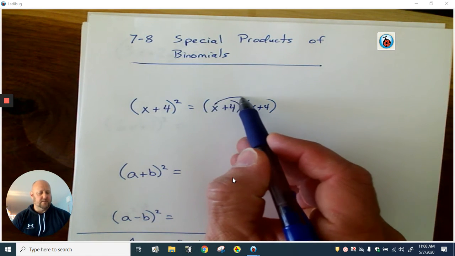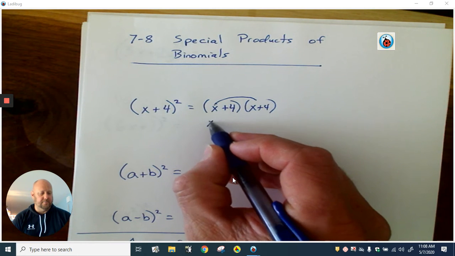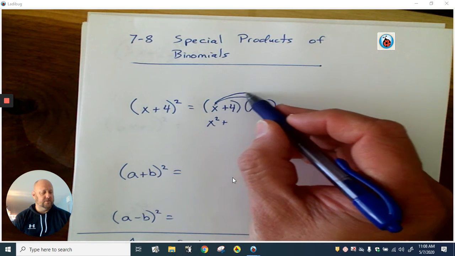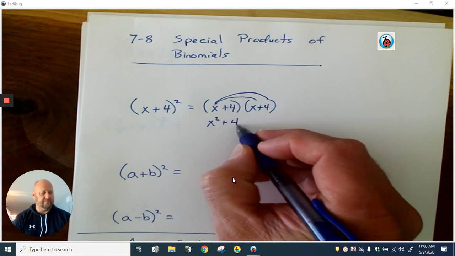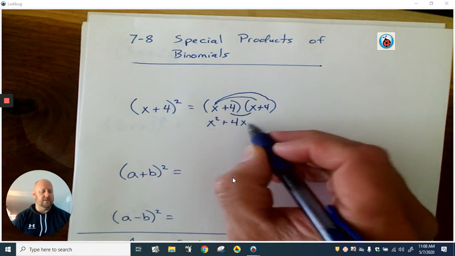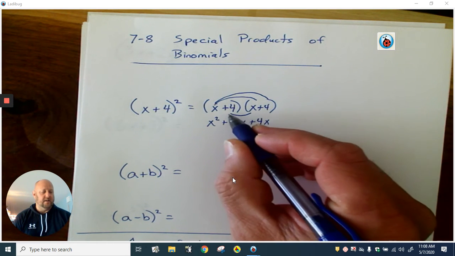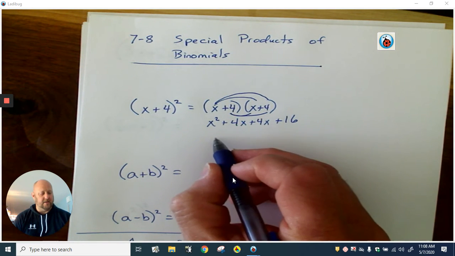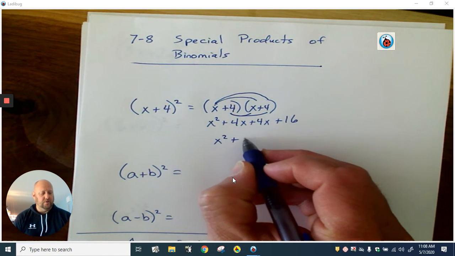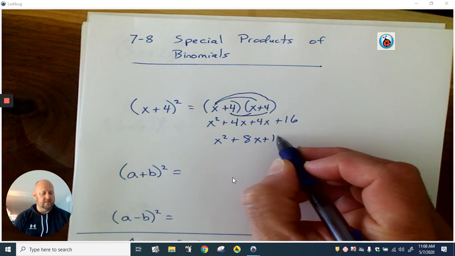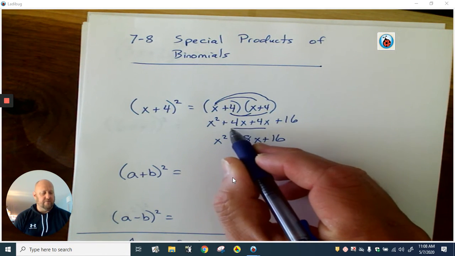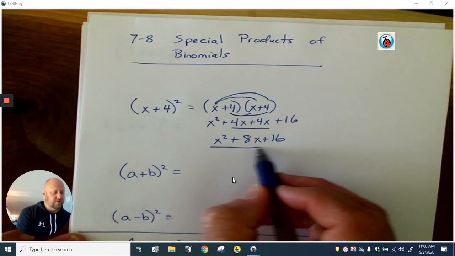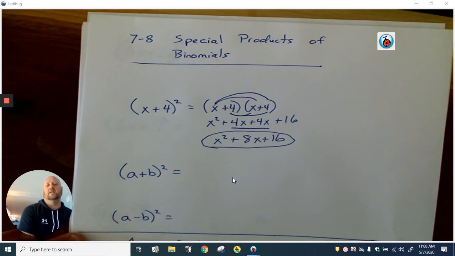If we FOIL this, the first numbers give us x squared. Okay, the outside numbers give us 4x. And then the inside numbers give us another 4x. And then the last number is 16. Well, what ends up happening every single time when you have a quantity squared like this, that middle term, that 4x, it gets repeated. Okay? So that is the correct answer, that x squared plus 8x plus 16.